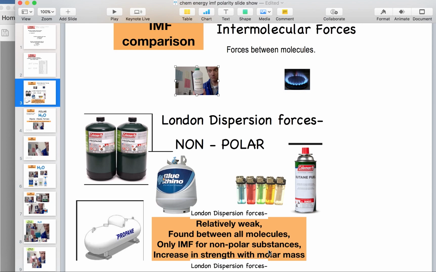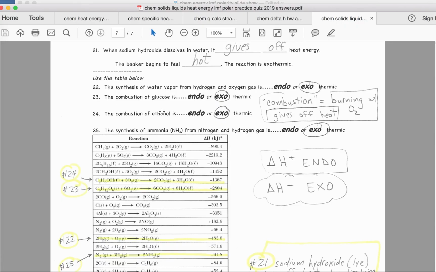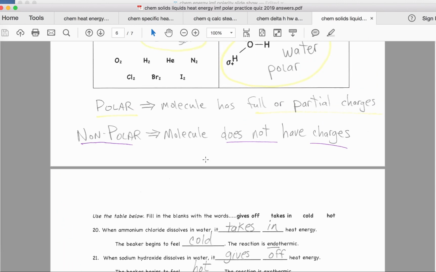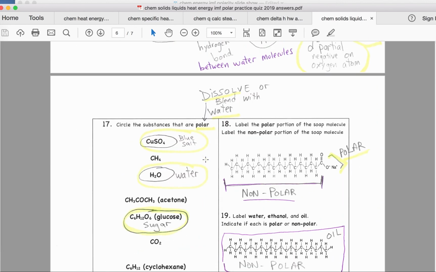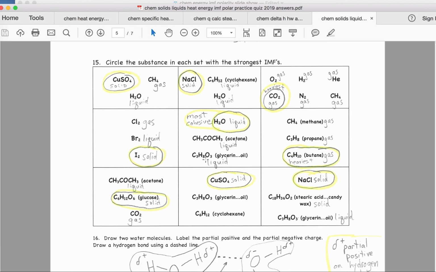Now, the bigger the molecule, the more it sticks together. The more liquid it is, the more it sticks together, is really what we're saying. So the 6 carbons, the cyclohexane, was more stuck together than the butane or propane molecules could be. So on the practice quiz, here's where it is.